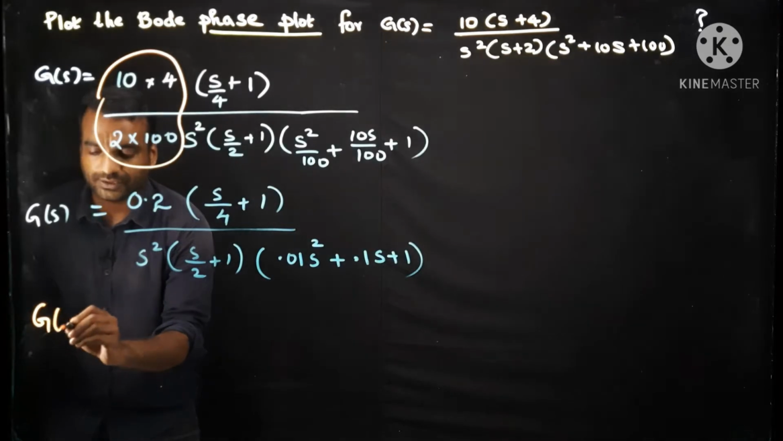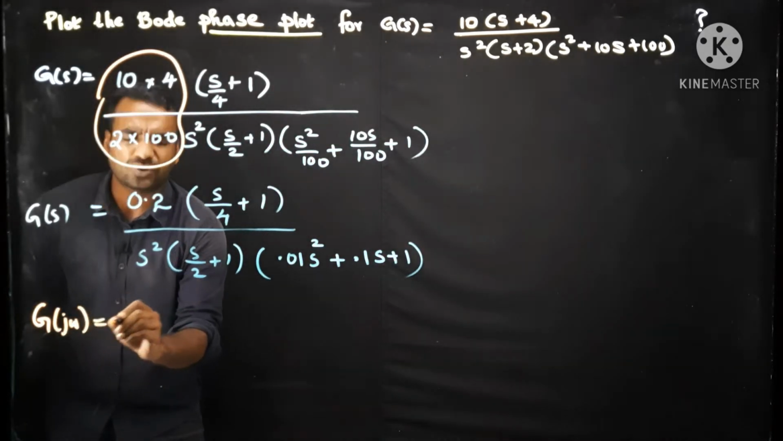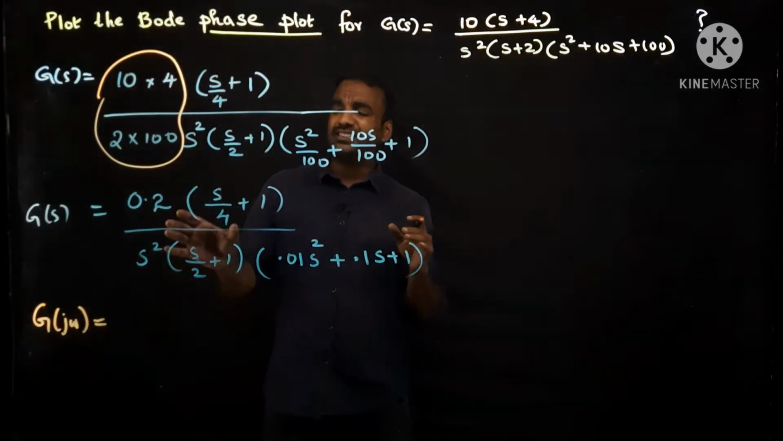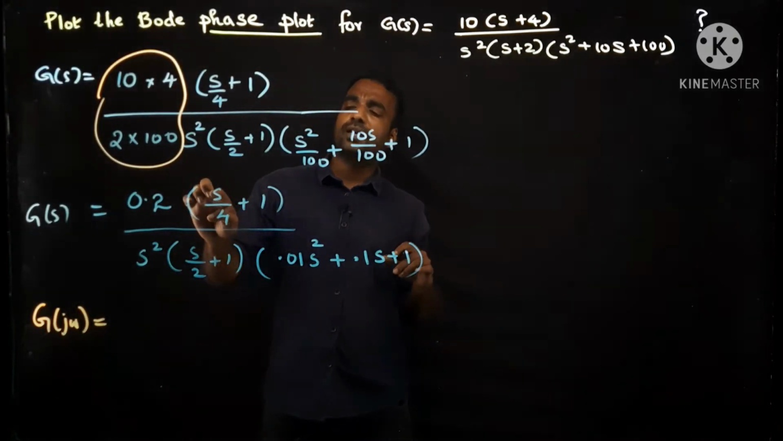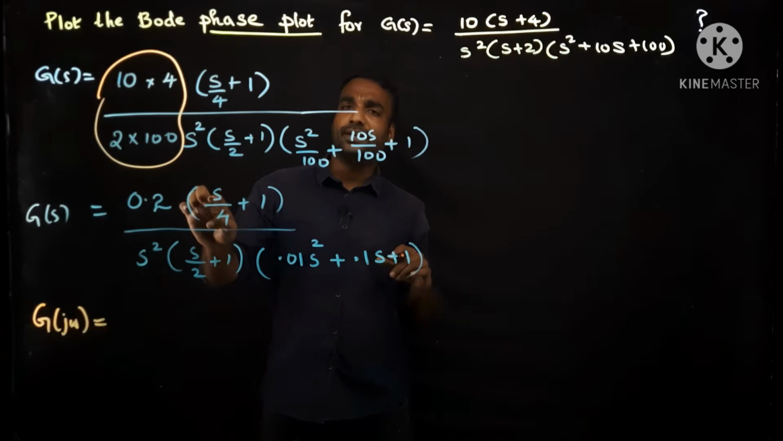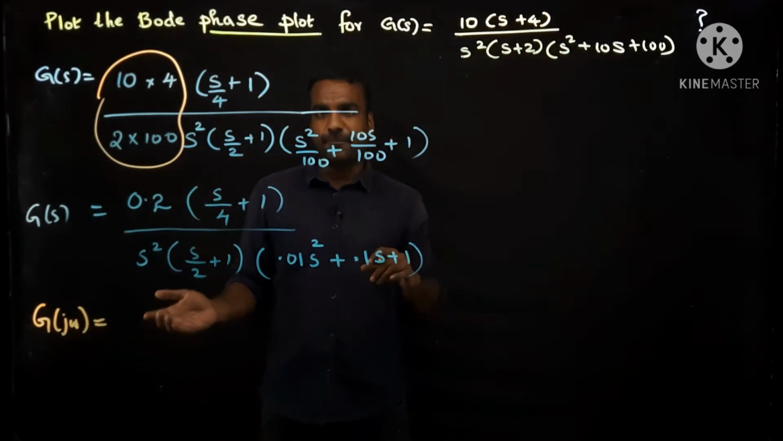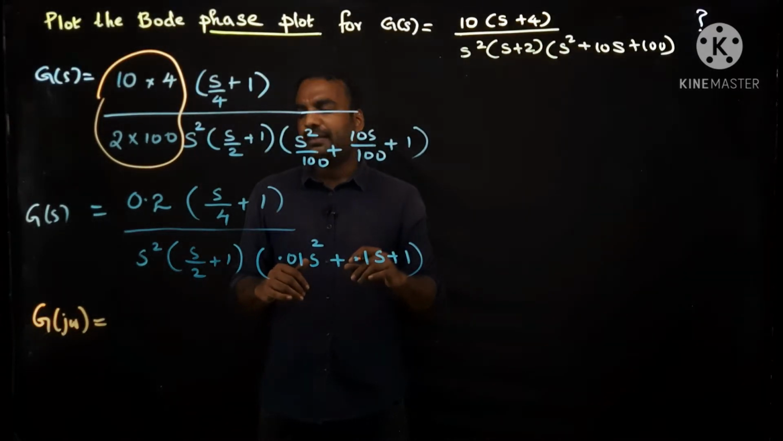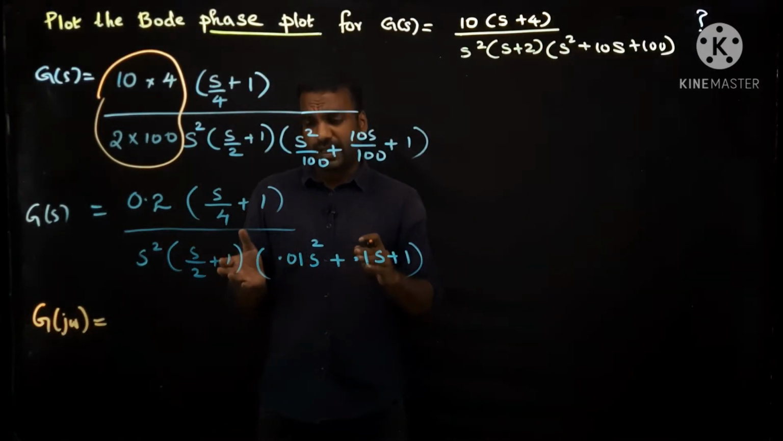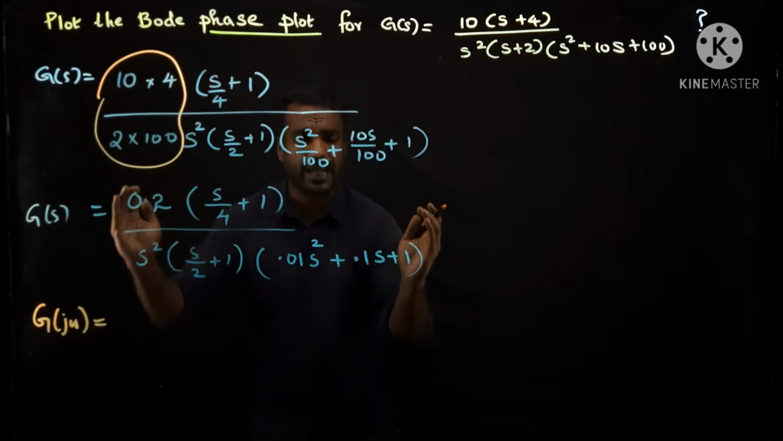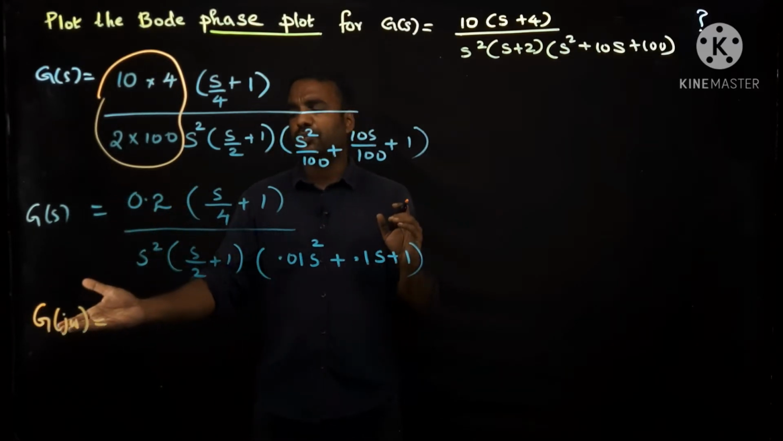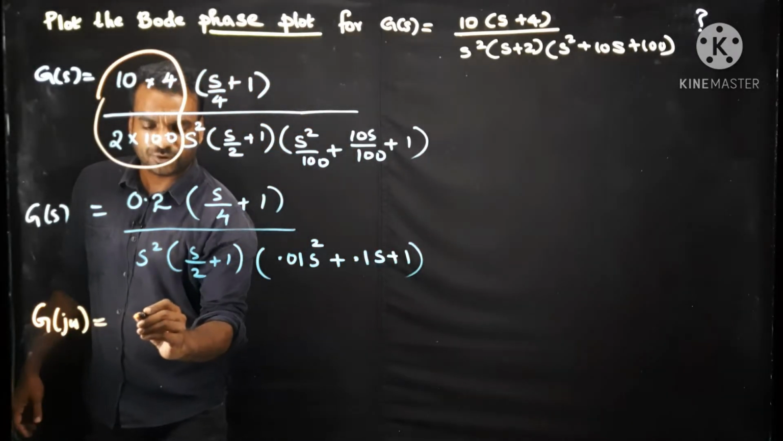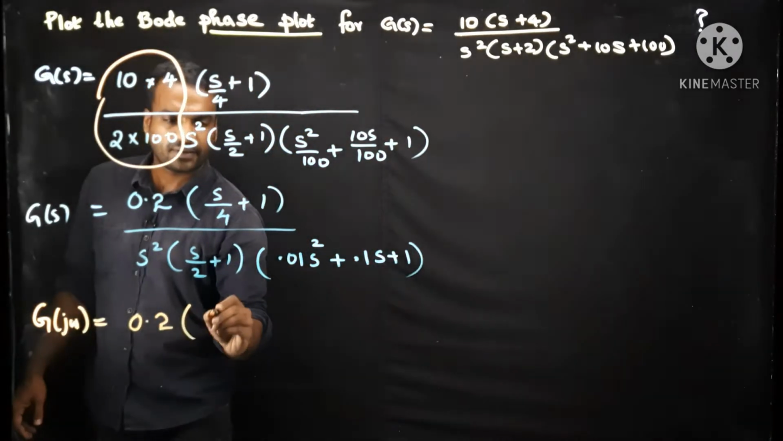Now, I have to write G of j omega. This is also not that important. From the instruction itself, you should be able to know that every s should be replaced by j omega. j represents angle and omega represents magnitude. If you can see it by inspection itself, you don't need to put j omega. Otherwise, it is better to put j omega. So, I am substituting j omega.